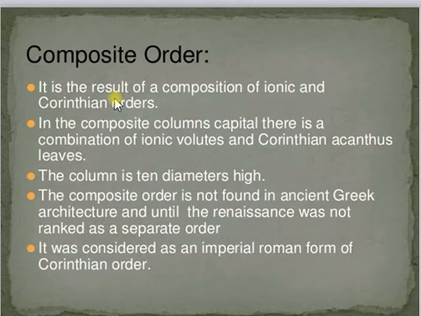The first one is the composite order. It is the result of a composition of the Ionic and Corinthian orders. In the composite column capital, there is a combination of Ionic volutes and Corinthian acanthus leaves. The column is 10 diameters high. The composite order is not found in ancient Greek architecture, and until the Renaissance it was not ranked as a separate order. It was considered an imperial Roman form of the Corinthian order.